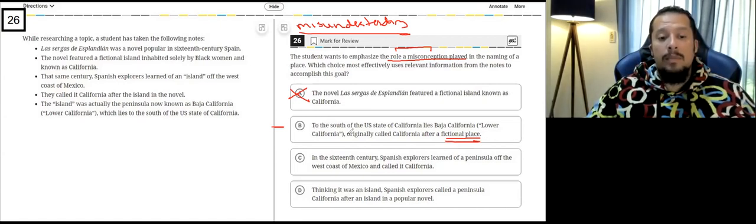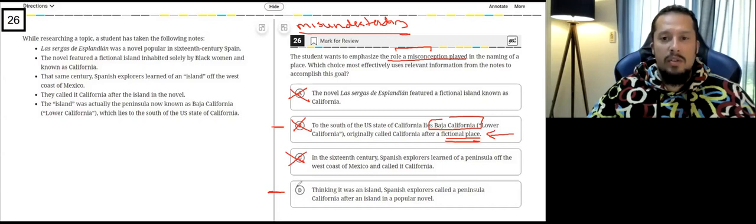All because the south of the US state of California lies in Baja California, named after a fictional place. Fiction is not a misconception. Maybe if I base an idea off of fiction, and then my worldview off of that idea that is based on fiction, then that could be a misconception, but this doesn't show us here. So answer B is incorrect. Answer C is the same problem.